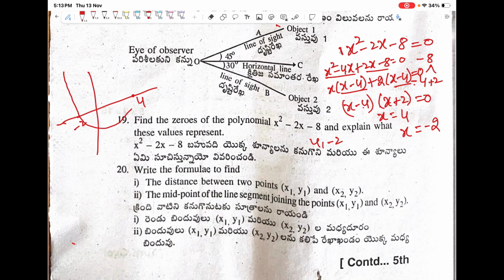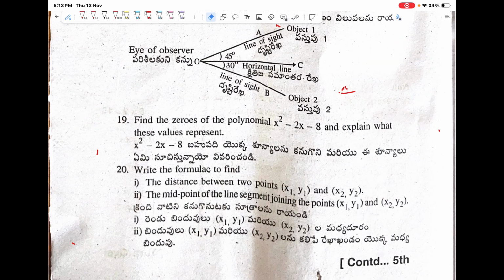So let us draw the parabola. It comes like this. That is what they asked you in the question. Now come to question number 20, the last question in the 2 mark questions.